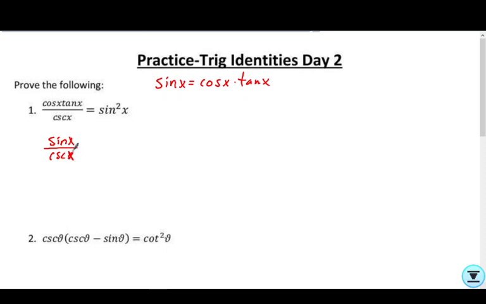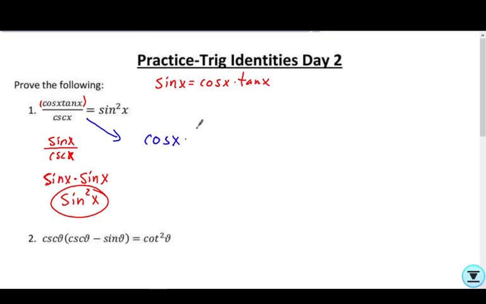Okay? And then dividing sine by cosecant is the same thing as multiplying by its reciprocal, which gives us sine x times sine x, which is sine squared x. So that's one way of doing it. Now, if you don't have this identity written down, that means you're going to have to do it a little differently.